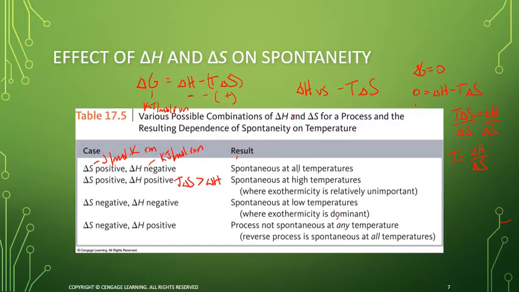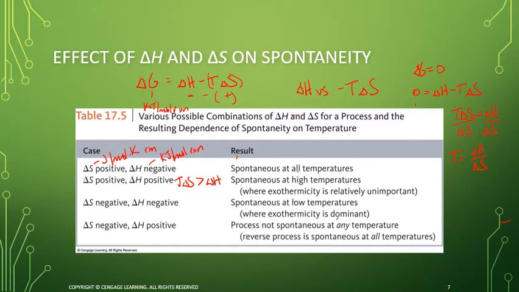So I can convert the delta H into joules, convert the delta S into kilojoules, but as long as the units match up and are able to cancel, we can then solve for the temperature at which the reaction becomes spontaneous, and then you just have to apply it to the situation.